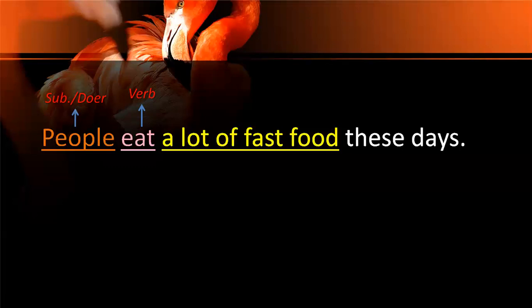Okay. A lot of fast food. What is this? This is a direct object. What do people eat? They eat a lot of fast food. So this is the direct object. Therefore, we can say that this is an active sentence. Can we change it into passive?